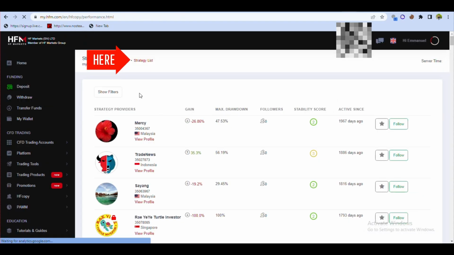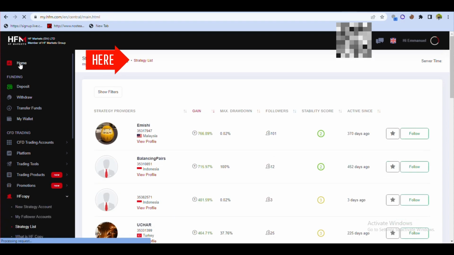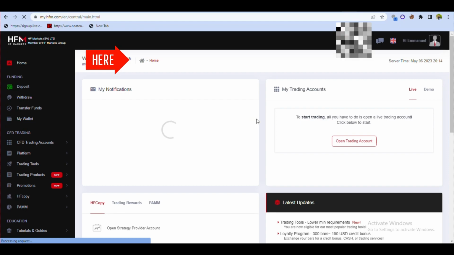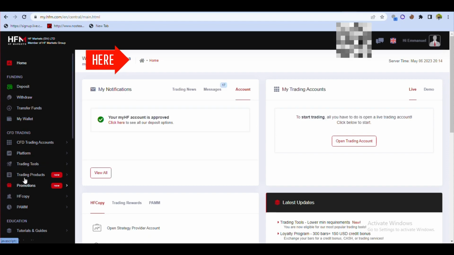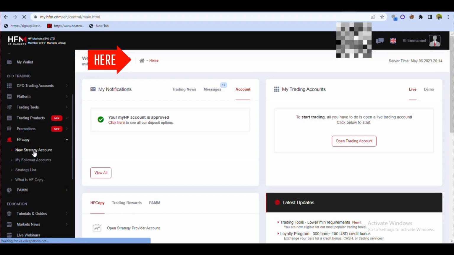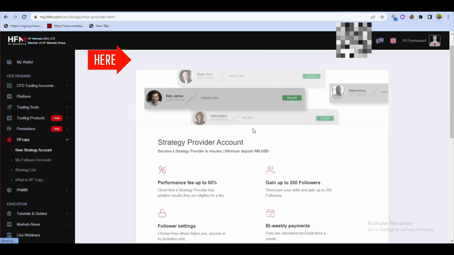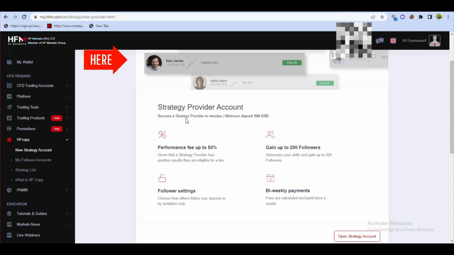After logging in, let's go to home. Come to this left panel, and you see HF Copy, and you go to new strategy account. When you see this, you come all the way down and you see strategy provider accounts, become a strategy provider in minutes. But this is not what we are looking for. We are looking for a follower account.